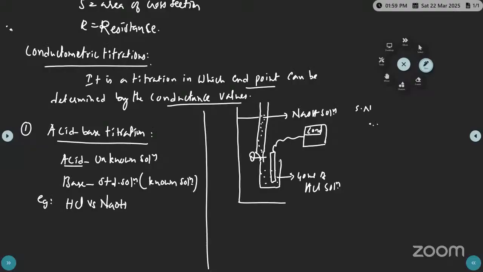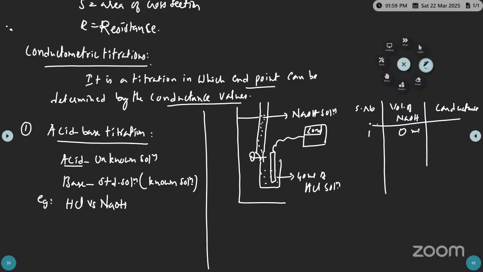Serial number, volume of sodium hydroxide, and here the conductance. So these are the columns in the table like this. Serial number 1 and volume of sodium hydroxide. Initially we have not added sodium hydroxide, so that is 0 ml.